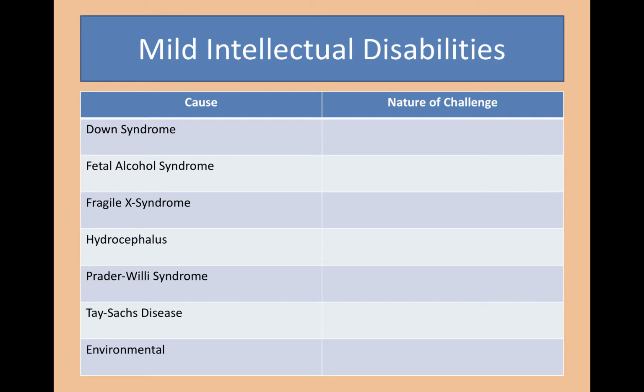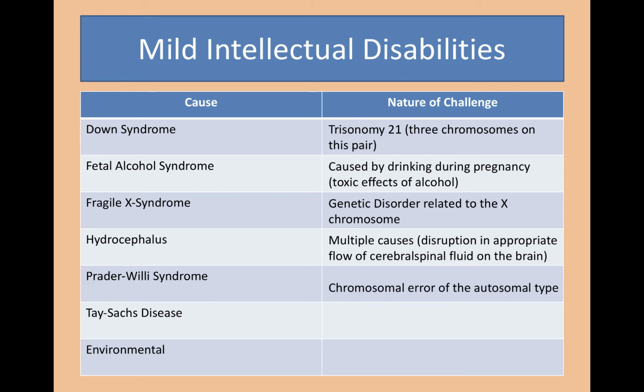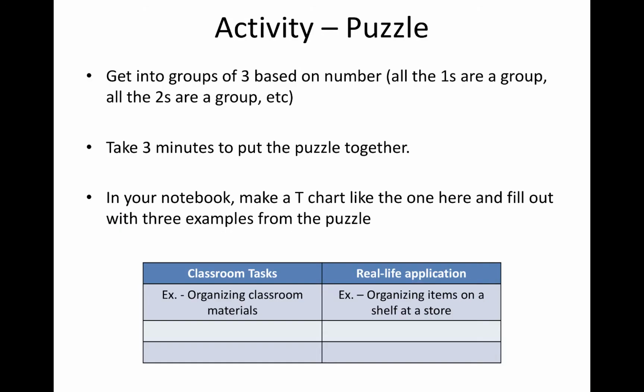So, this is a list of common conditions that cause a student to be identified as someone with an intellectual disability. So, there's Down syndrome, fetal alcohol syndrome, Fragile X syndrome, hydrocephalus, Prader-Willi syndrome, Tay-Sachs disease, and then also environmental. Okay, we'll probably do this activity next time. This is a really great activity that I like to do with all my classes because it puts into context the importance of being able to teach skills within context. So let me skip through that.